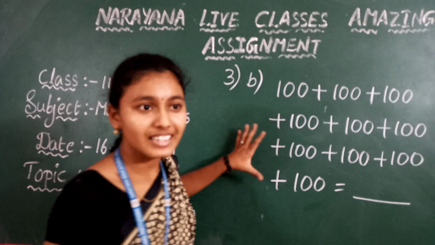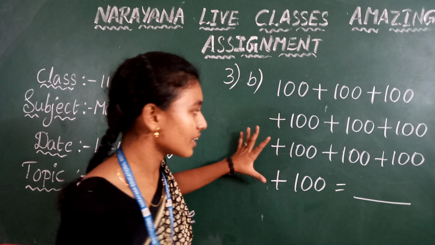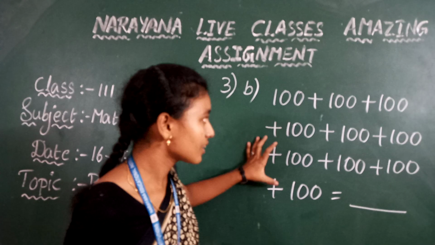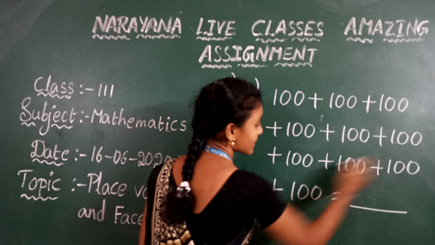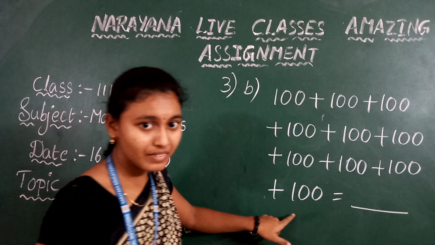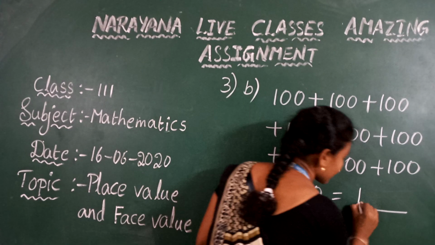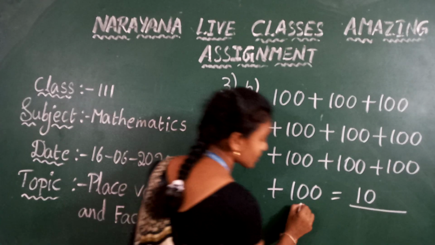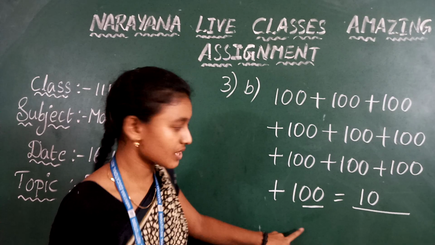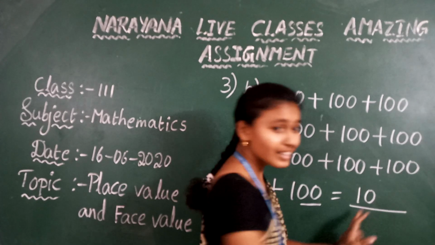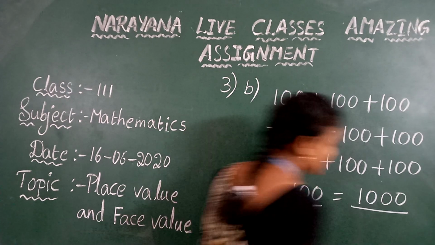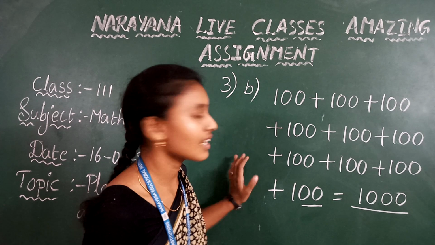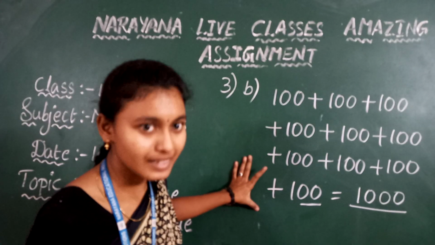So don't think like that. It is very easy to add all these hundreds. First count how many hundreds were given. 1, 2, 3, 4, 5, 6, 7, 8, 9, 10. 10 hundreds were given, no? So write 10 first. Now in 100, how many zeros are there? 2 zeros are there, right? So after 10, keep 2 zeros. Now it would be 1000, right? So 1000 is the answer of this blank.